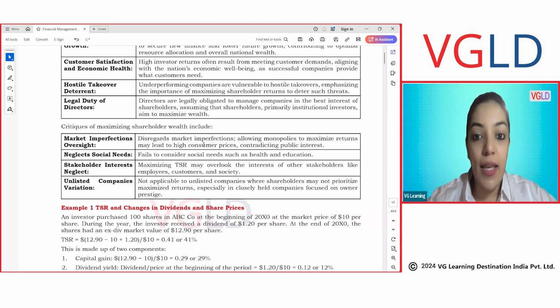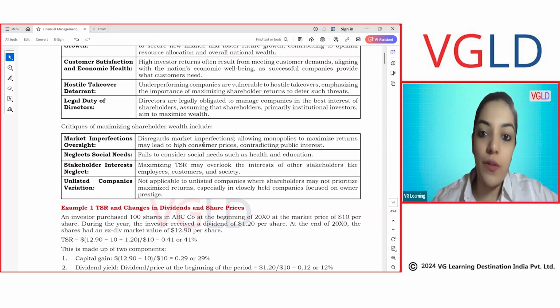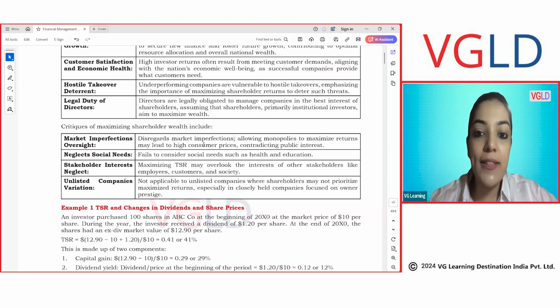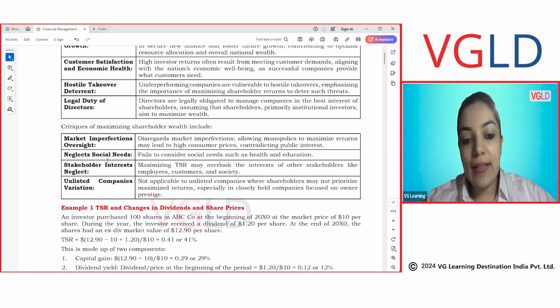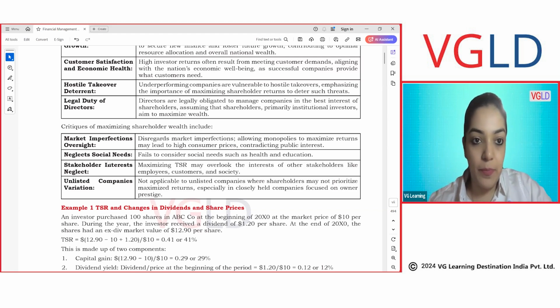So we see that in the pursuit of giving higher returns to the shareholders, IRCTC has increased its prices, and definitely it affects public interest. Then neglects social needs.